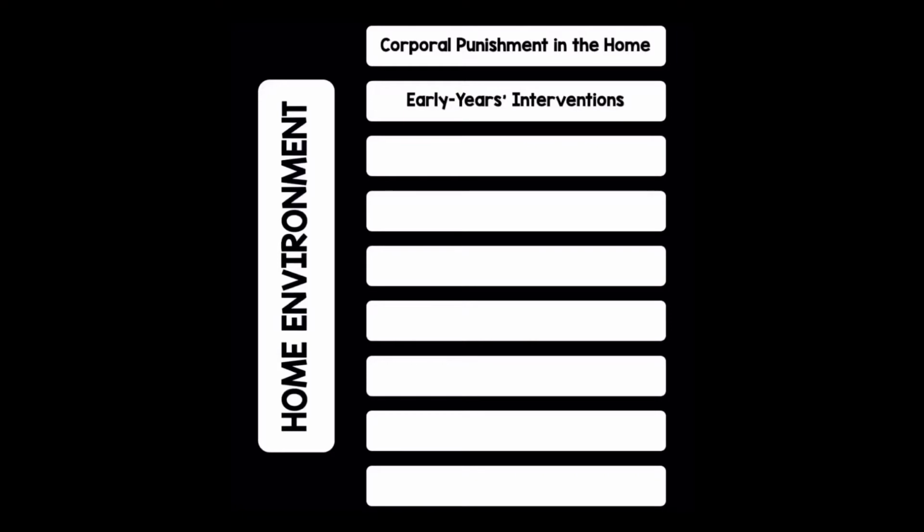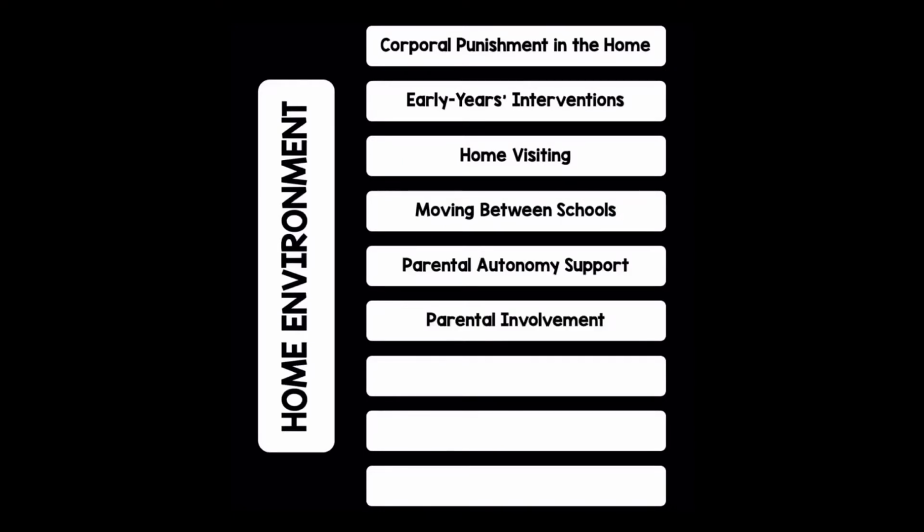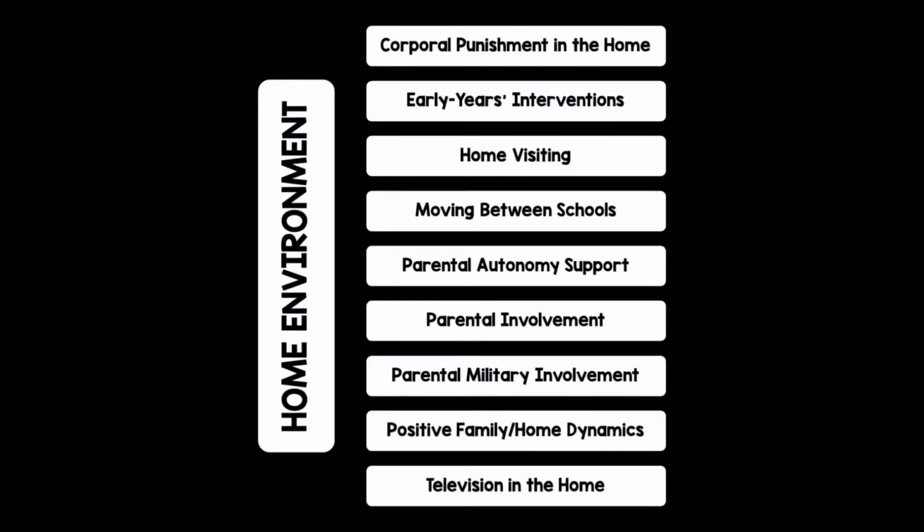The home environment, the use of corporal punishment in the home, early years interventions, home visiting, moving between schools, parental autonomy support, parental involvement at all for that matter, parental military involvement, and positive family-home dynamics. And last but not least, in regards to home environment, whether or not there is a television in the home has an effect on student achievement.